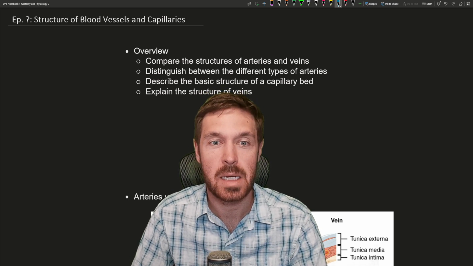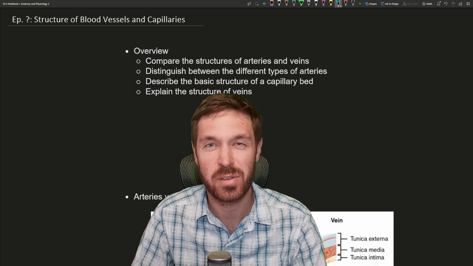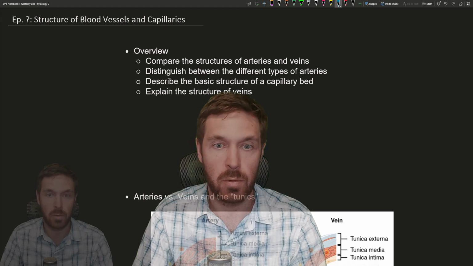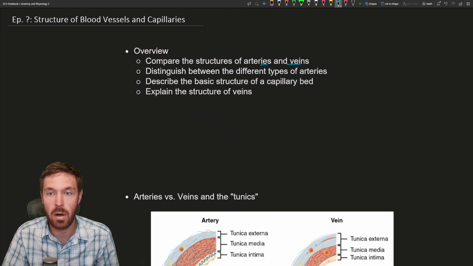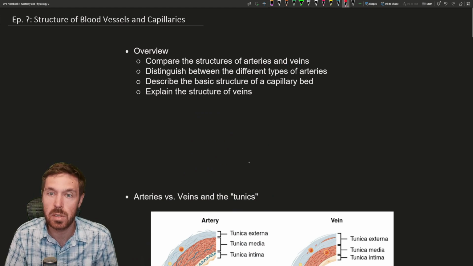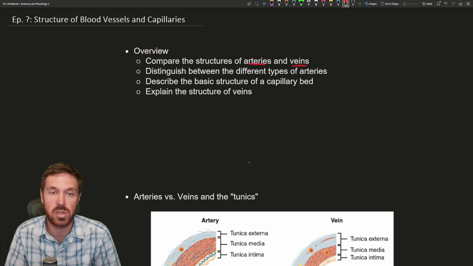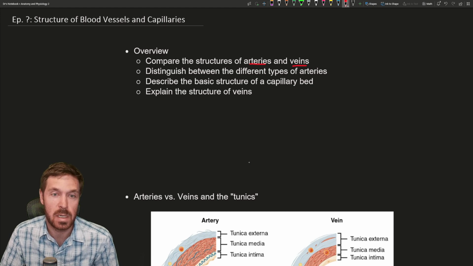So, in today's video, we are going to go over the structure of blood vessels and capillaries and a little overview of their function. So, we're going to compare the structures of first arteries versus veins. They are slightly different between the two. So, they have a slightly different structure because they have slightly different pressures within them. And those different pressures lead to different needs for the structures.